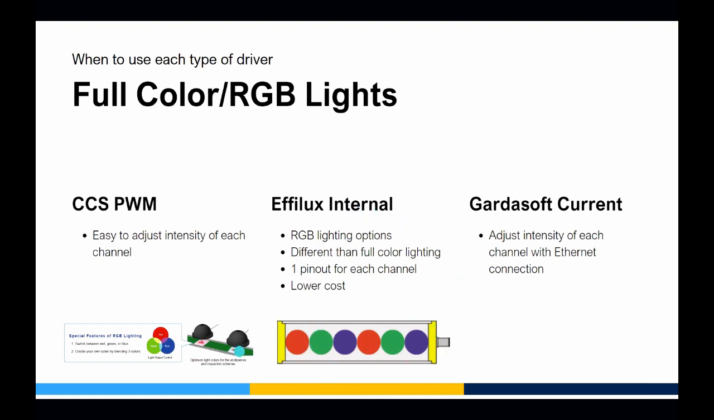If you decide to go with a full color light like CCS, the pulse width modulation is going to be great for setting the intensity of each channel. And a Gardasoft controller, kind of the same. It's really easy to adjust with an Ethernet connection. There's no reason to do current over voltage or anything like that. It's just preferences for driving the light and how it's going to interface with your own system.